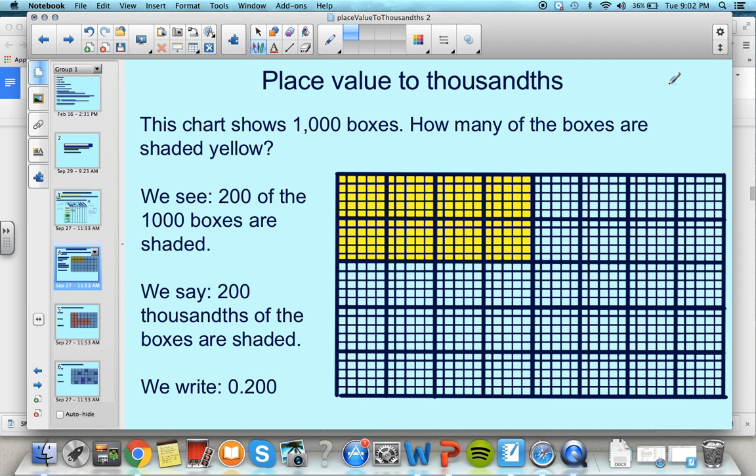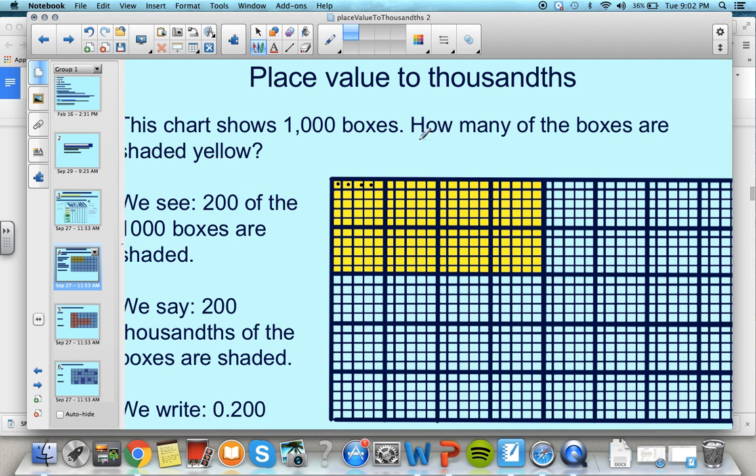This chart shows 1,000 boxes. And when I say 1,000, we're talking about these little ones. 1, 2, 3, 4. We have 1,000 of those. The question says, how many are shaded yellow?